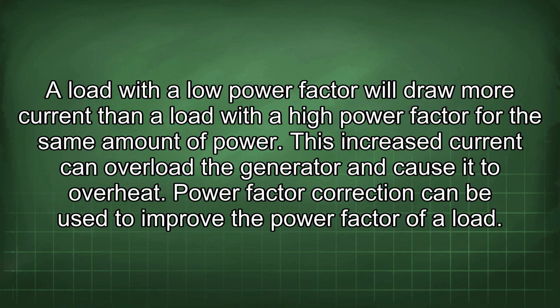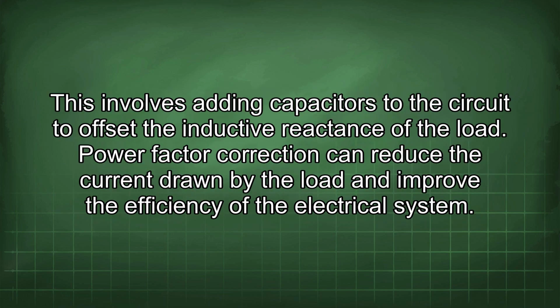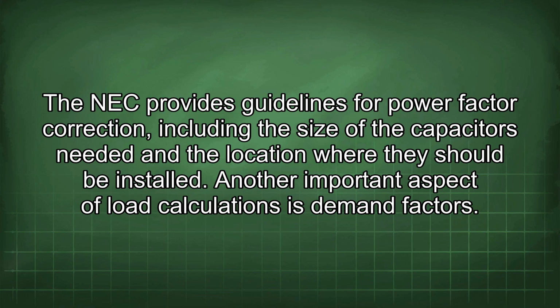Power factor correction can be used to improve the power factor of a load. This involves adding capacitors to the circuit to offset the inductive reactance of the load. Power factor correction can reduce the current drawn by the load and improve the efficiency of the electrical system. The NEC provides guidelines for power factor correction, including the size of the capacitors needed and the location where they should be installed. Another important aspect of load calculations is demand factors.